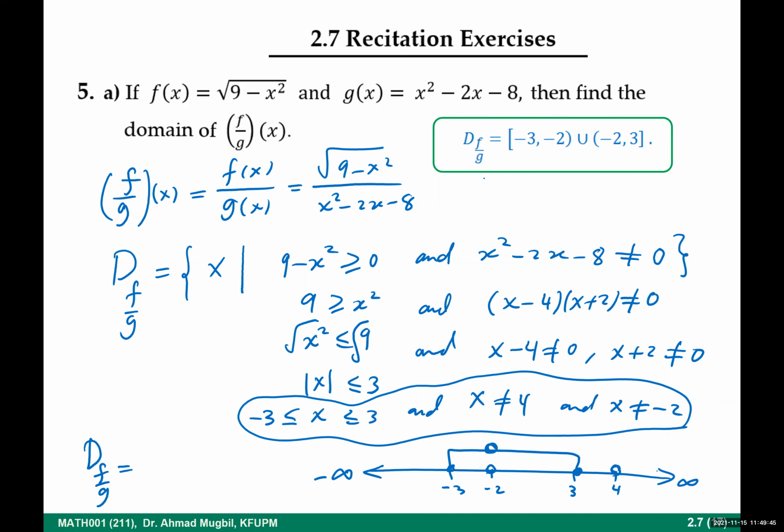Is that clear? You had a question yesterday about the domain in the quiz, and there were a lot of mistakes. The same idea, the same concept. If you know how to do that, let me stop the recording. I think this is enough for today. We will continue tomorrow.